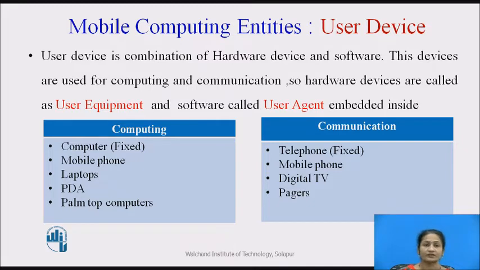Now let us see what devices are being used in computing. In computing, the devices are computers, like a desktop, or mobile phones. The mobile phones are classified in both categories because we can perform operations on mobiles also. Laptops, PDAs, personal digital assistants, as well as laptop computers. In communication, it may be a telephone, which is a fixed network, mobile phones, which are used for communication purposes, as well as digital TV and pagers.